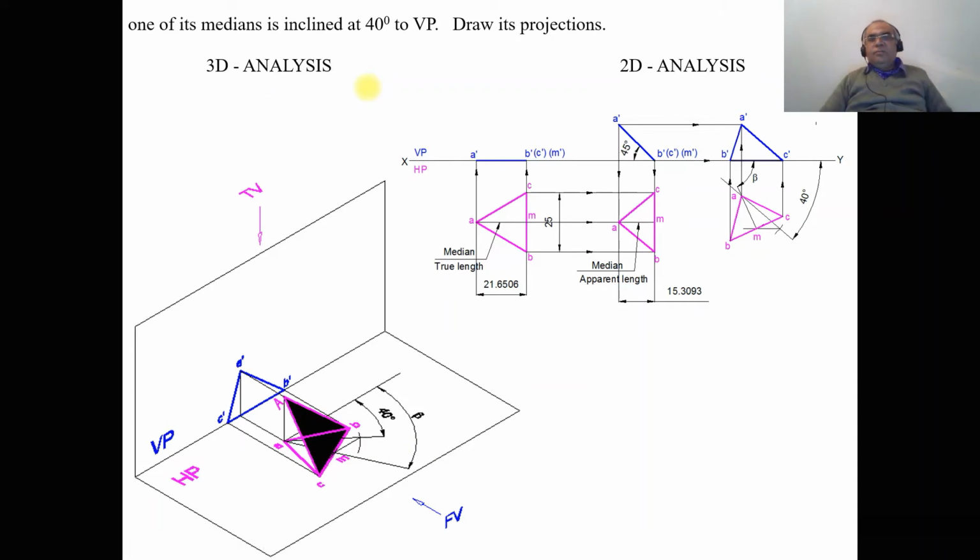How do I know that my problem is right? Here, even in the third position, one of the sides is resting on HP, and one of its medians is inclined at 40 degrees to VP. He has given the true inclination, but you have the apparent length. So obviously we need to find out the beta, and then one of its medians is inclined at 45 degrees to HP. Since it is HP, you're going to get the apparent length, and this is a side of an equilateral triangle of 25 mm side. Since it is satisfying all the conditions, the problem is right.